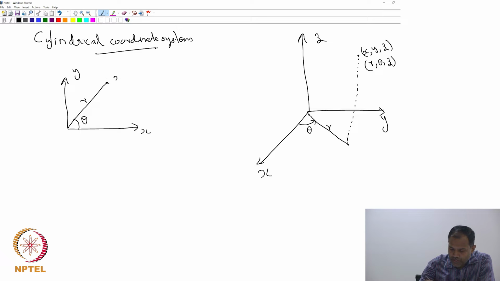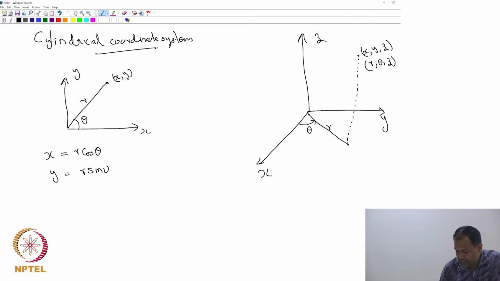So if this point was denoted using x, y, then what is the relation between x, r and theta? x is equal to r cos theta, y is equal to r sin theta, and z will just remain z because nothing has happened to z. All of you know that, and there is no problem with that.